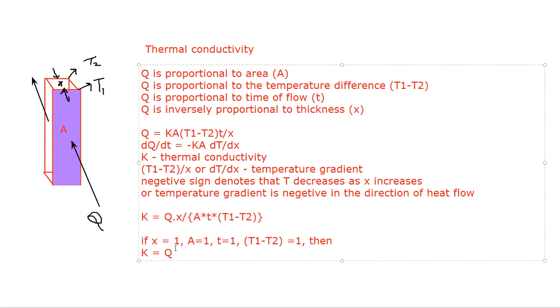normally through a slab of unit length and unit area, the difference of temperature between its end faces being 1 degree. Means if the temperature difference between these two ends is 1 degree and the cross sectional area is 1 unit, and the thickness of the slab is 1 unit, and the heat flows through 1 second or one unit time, then we can write that K is equal to Q, which means the amount of heat that will flow through this object will be equal to the thermal conductivity of that body.